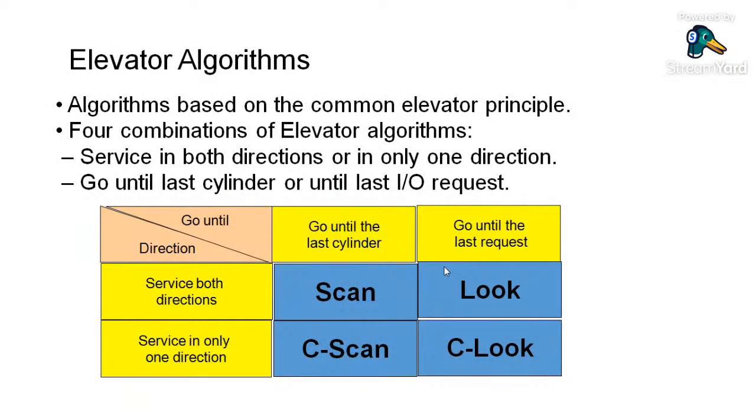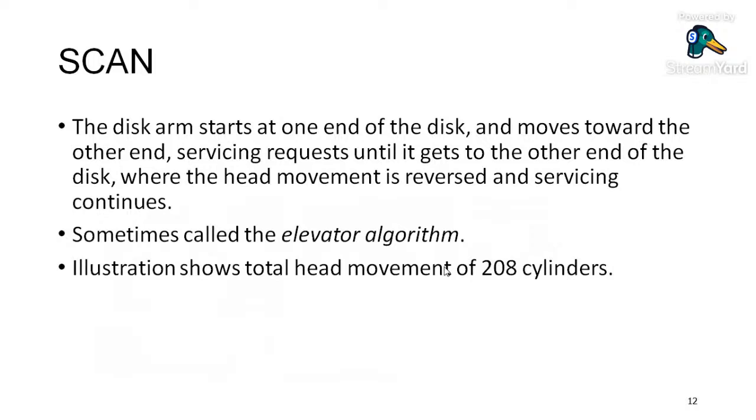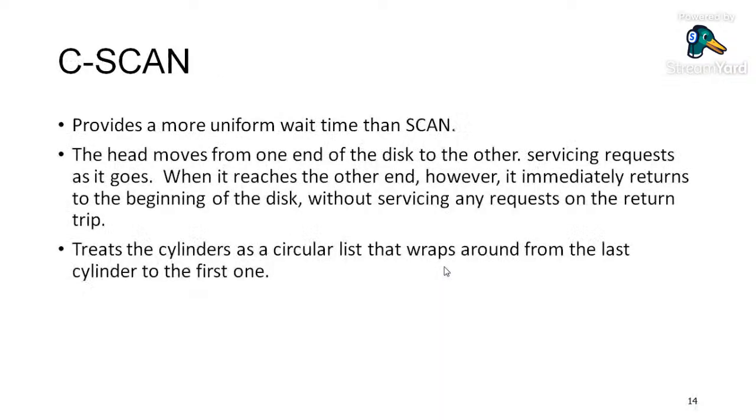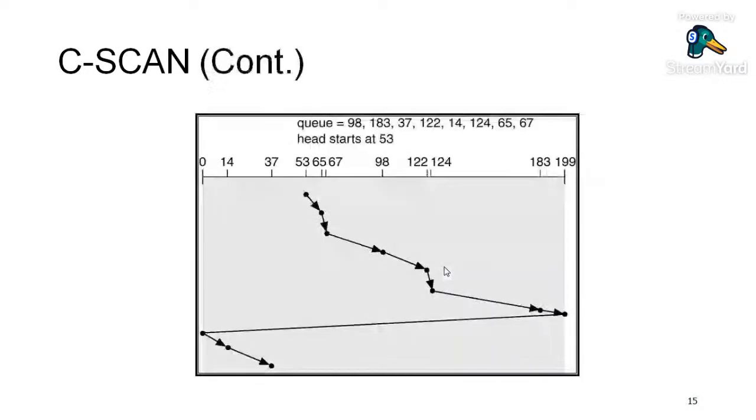Then these four are the major algorithms which belong to the elevator principle: scan, look, circular scan, and circular look. The scan algorithm starts at one end of the disk, moves toward the other end, and services requests until it gets to the other end of the disk, where the head movement is reversed, and then service continues this way. Then circular scan again starts from the head position, serves all the requests in one direction, might be towards the left or right, touches the other end of the disk, then reverses the head position, touches the other end, and continues serving the requests.